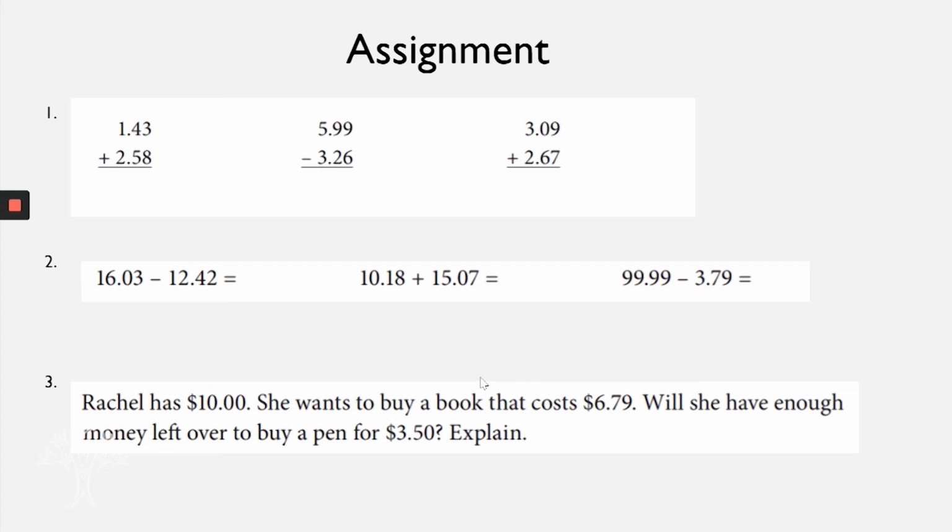Number 3, Rachel has $10. She wants to buy a book that costs $6.79. Will she have enough money left over to buy a pen for $3.50? Explain. Okay, I'm going to give you a second to copy these problems down.